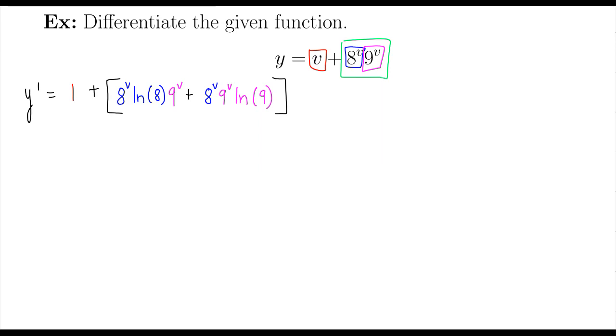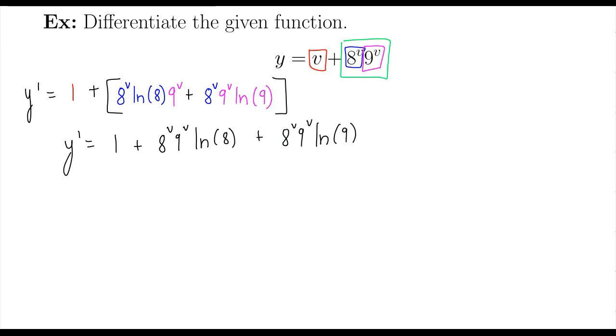Okay, so we could actually simplify this a little bit. And let's kind of discuss the different ways we could simplify this. The first way, which is a pretty simple way to simplify it, looks something like this. I just put 8^v and 9^v next to each other and natural logs at the end, and that's pretty good.